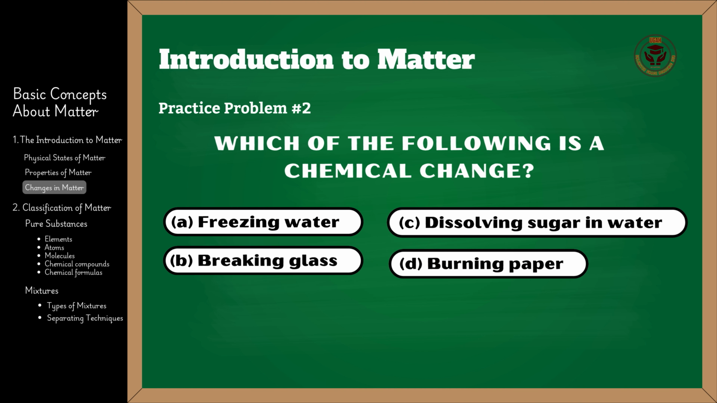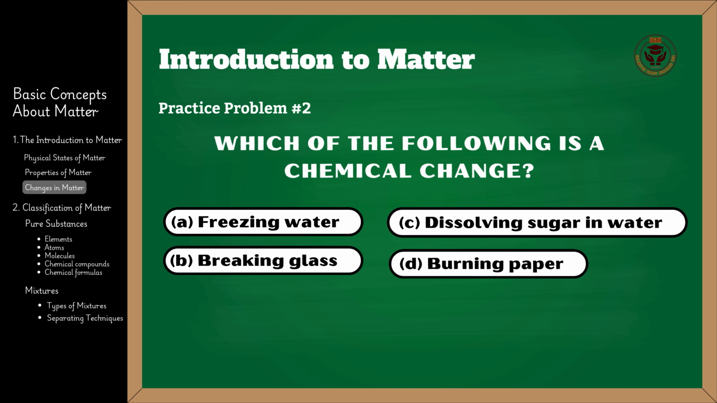Question 2. Which of the following is a chemical change? A. Freezing water. B. Breaking glass. C. Dissolving sugar in water. D. Burning paper. Option A. Freezing water is an incorrect answer. Water changes from liquid to solid, but no new substance is formed. It still remains water in each state.